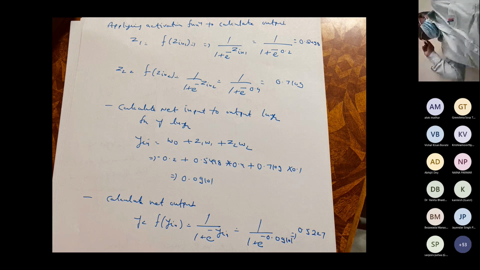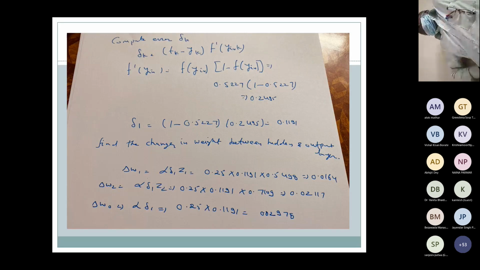So the forward propagation algorithm is done. Now we apply the back propagation algorithm, where we try to remove the error and then apply again. This is the formula to get the outcome value. First of all, y in we don't know, so f dash of y in is y in 0.527 multiplied by 1 minus 0.529. So delta 1 is 1 minus 0.57 multiplied by 0.29, which is 0.1191. This is the first outcome value we get.